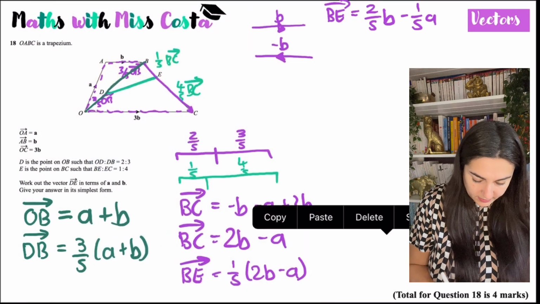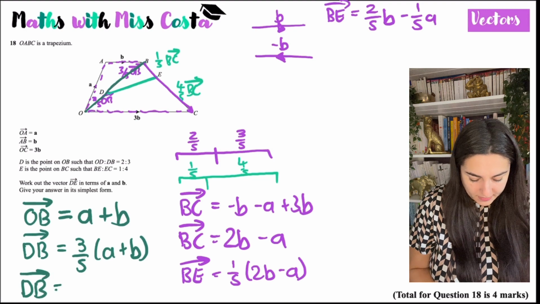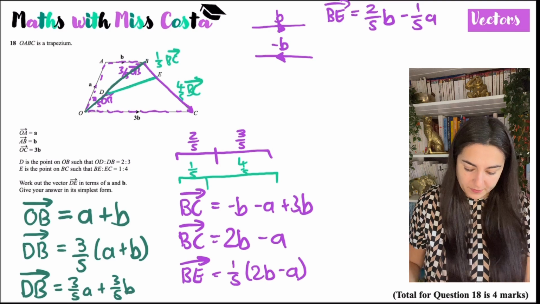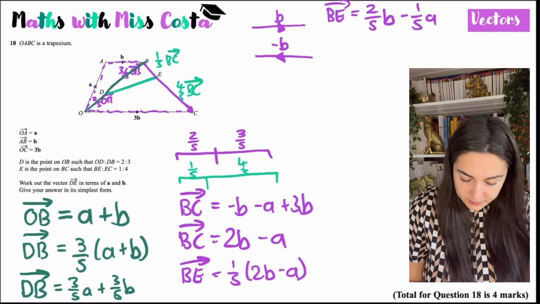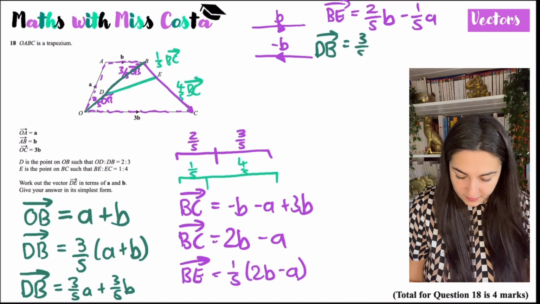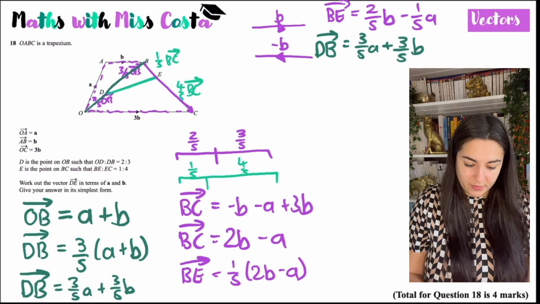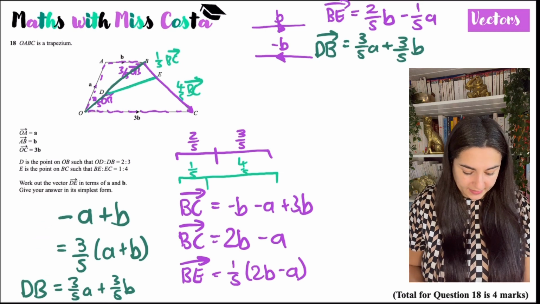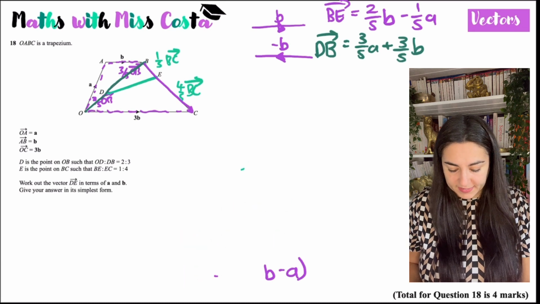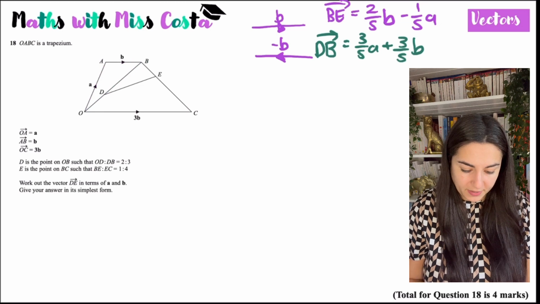And similarly, we can expand this one here. DB is 3/5 A plus 3/5 B. Now, I'm just going to write these here. DB is 3/5 A plus 3/5 B. I'm just going to get rid of all this working to make space. So I've got those vectors. And the reason I worked that out is because that's one of the routes. Let's delete everything off here too so we can see the routes and how everything's happening.